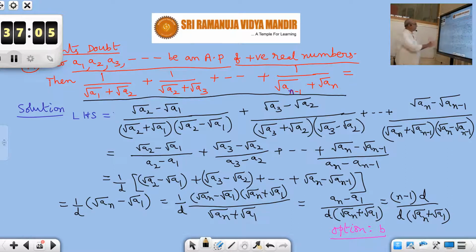Take the left hand side. First term. What I am doing is, I am multiplying numerator and denominator by root A2 minus root A1. Root A2 minus root A1. Just I am multiplying in the numerator and also in the denominator here.